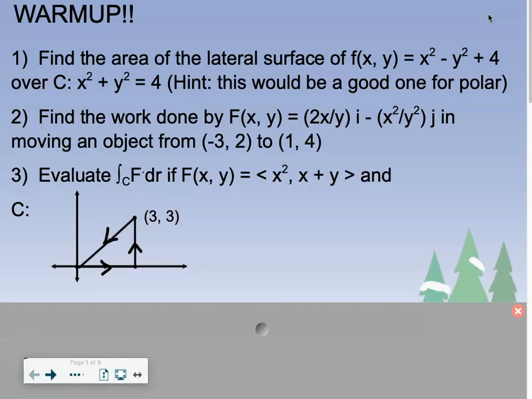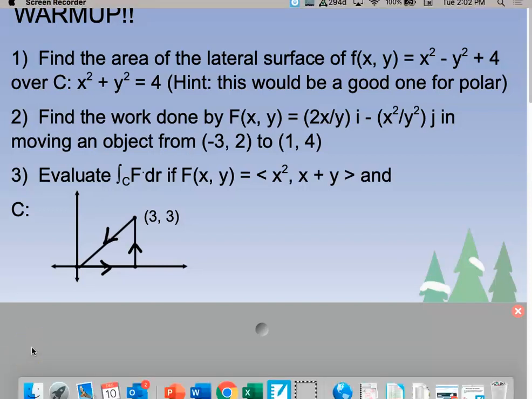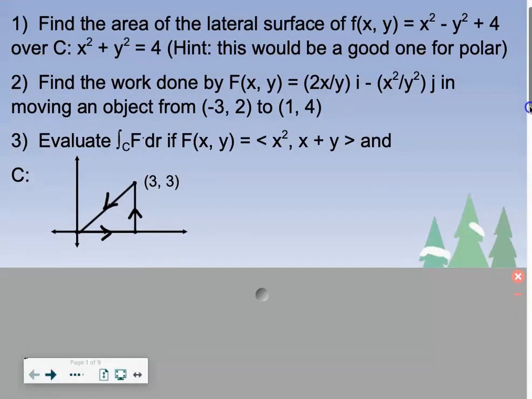All right. I'm going to have a lot of good discussion on this problem. I enjoyed walking through this with quite a few of you. So find the area of the lateral surface of f of xy equals x squared minus y squared plus 4 over the curve C. Hint, this would be a good one for polar.